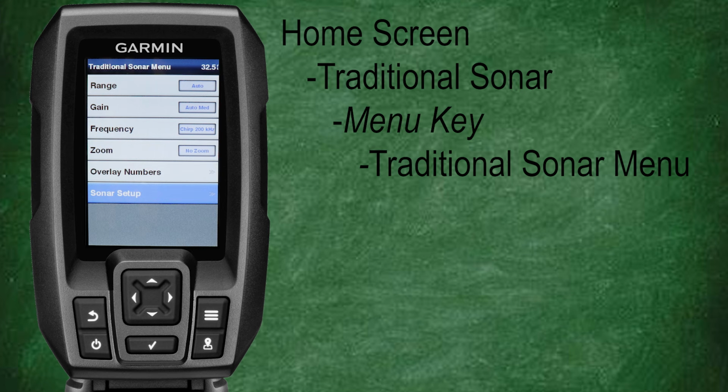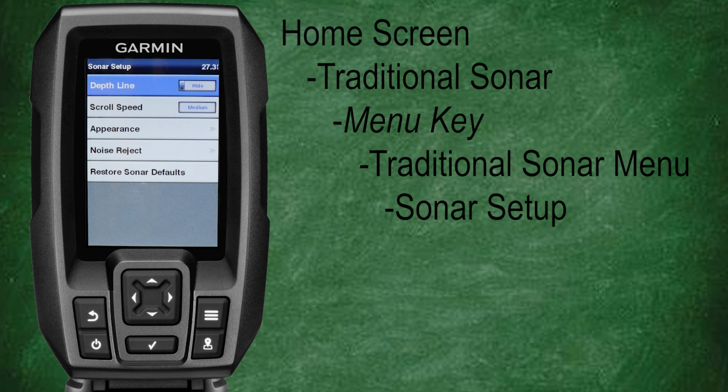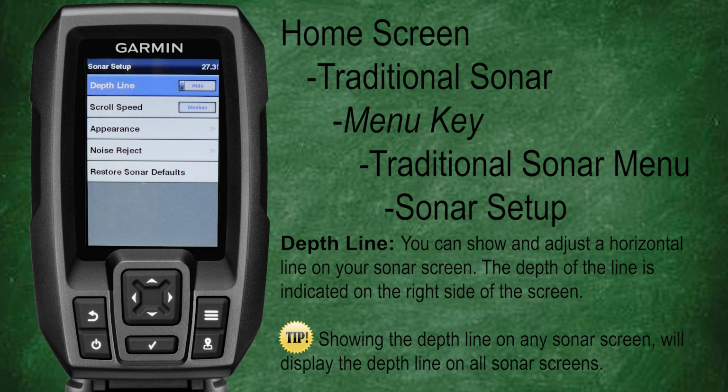Let's scroll down to and select Sonar Setup. Here we have the options to turn our depth line on or off, adjust our screen scroll speed, change our screen's appearance, adjust our noise rejection settings, and restore the sonar to factory default settings. We're going to look at how to add and adjust the depth line first. Let's scroll down to the depth line. Now use the enter key to turn the depth line to show.